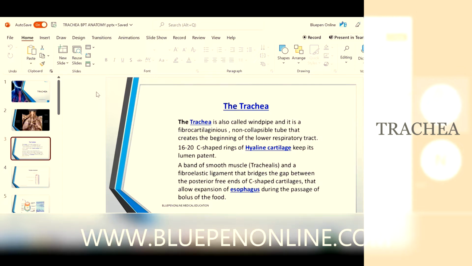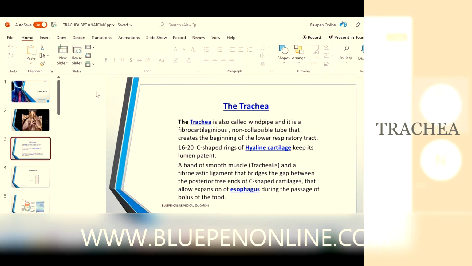Because of the thickness of the walls of the trachea. What is that thickness? It is the C-shaped hyaline cartilage. 16 to 20 C-shaped cartilages surround the trachea and always keep its lumen patent. There is a band of smooth muscle known as the trachealis. And there is a ligament, fibroelastic in texture, which bridges the gap between the C-shaped cartilages.